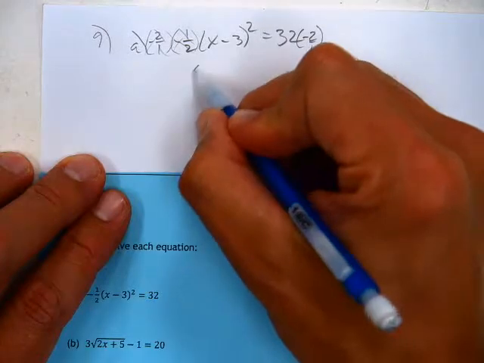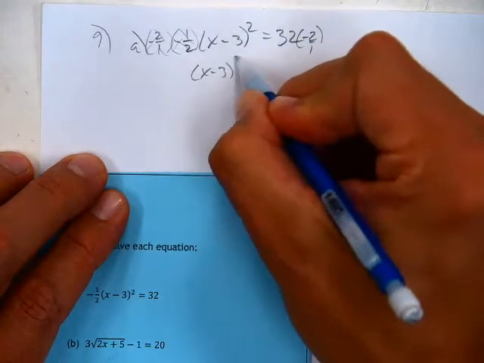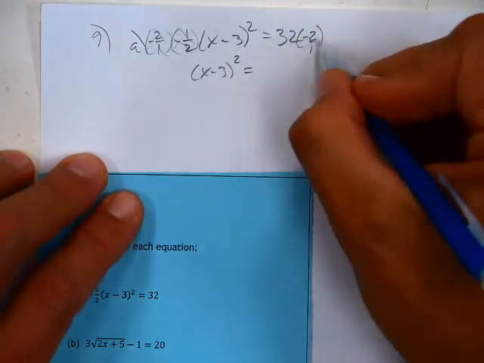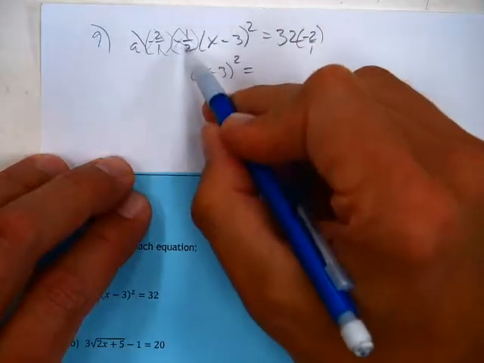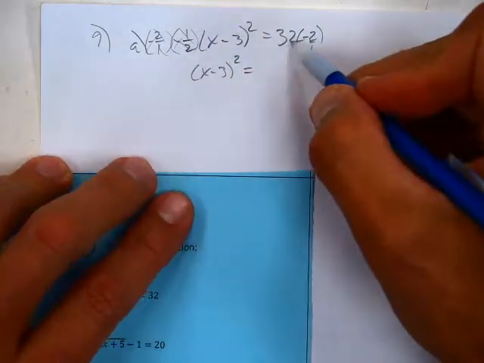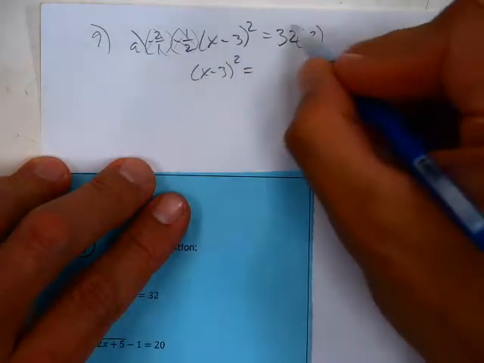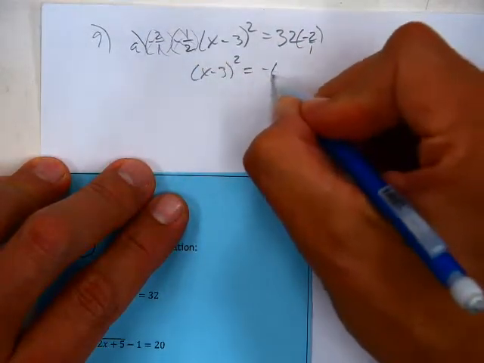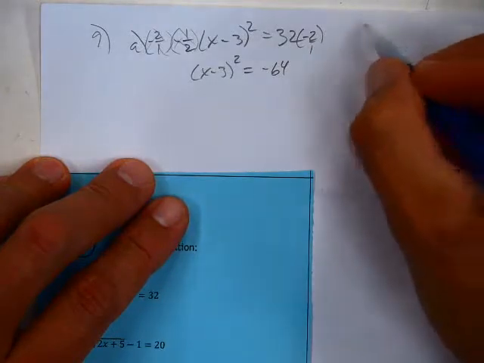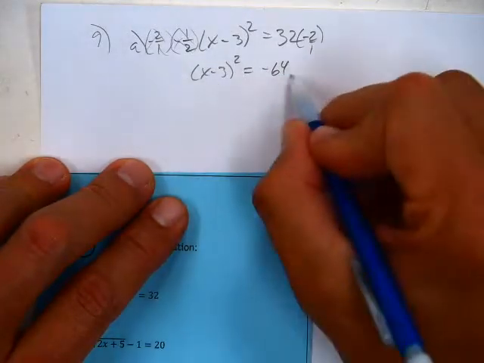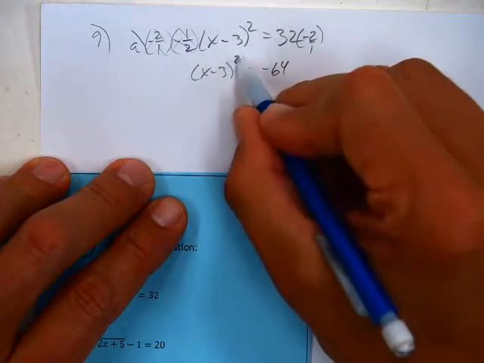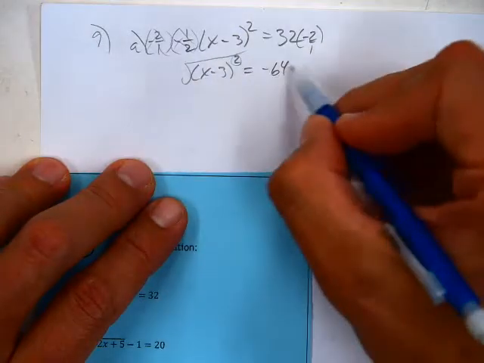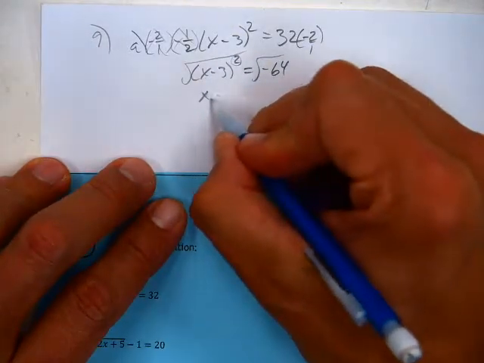All that's gone. That leaves me with x minus 3 squared equals... Now that becomes bigger. Oftentimes we look at 1/2 and we want to take half of 32, which is 16. You don't want to do that. You want to multiply by the reciprocal, so that's multiplying by 2, which gives you negative 64. Now we can't add 3 yet. We'd like to add 3, but that square is hindering us. So we want to take the square root of both sides.